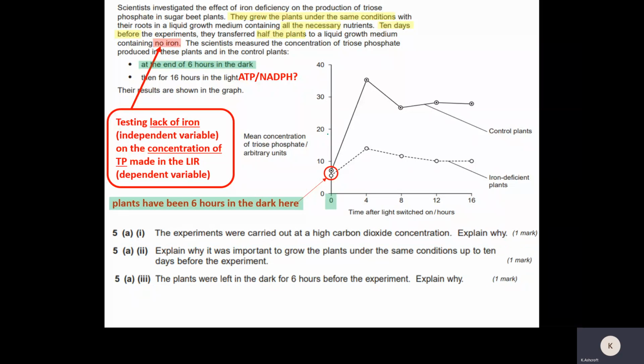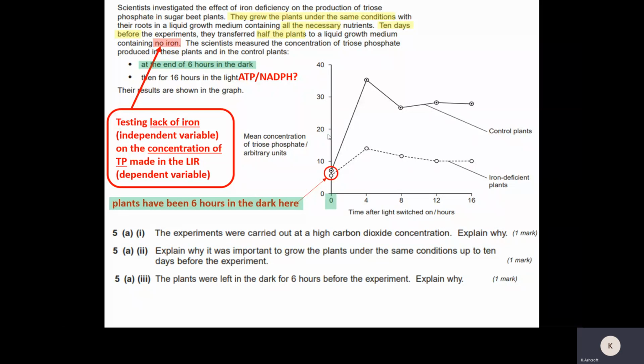Okay, the next question then is: the plants were left in the dark for 6 hours before the start of the experiment, and then it says explain why using your knowledge of biology. So the plants were left in the dark for 6 hours. Well, in the dark, no light dependent reactions can take place. If the LDR cannot take place, there's going to be a lack of production of ATP and also a lack of production of NADPH, because they both require light to be produced. So we know photophosphorylation and also photolysis occur in the light.